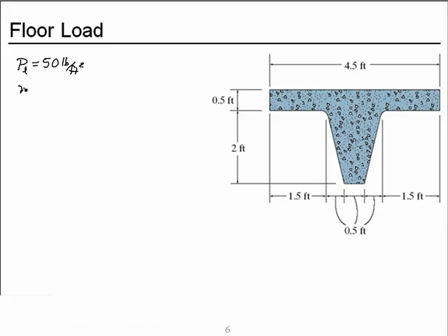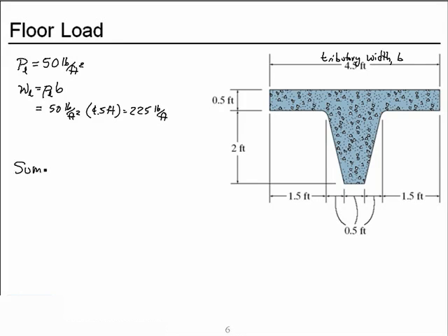To find the resultant line load acting along the length of the beam, we need to take our pressure, our distributed surface load, times B, the tributary width. And for this beam, that is 4.5 feet. So we have 50 pounds per square foot times 4.5 feet, which gives us 225 pounds per foot of length.